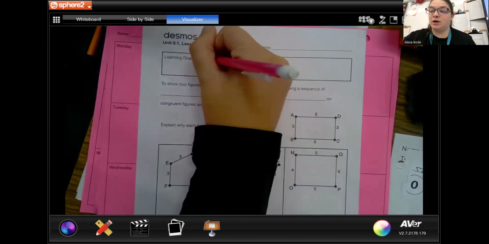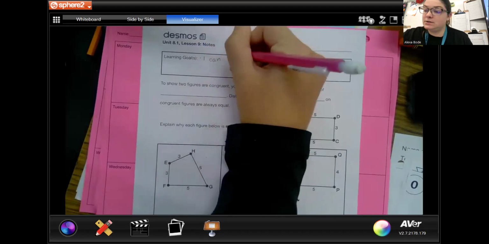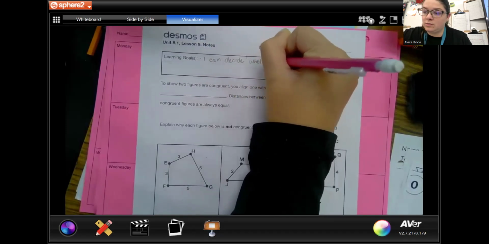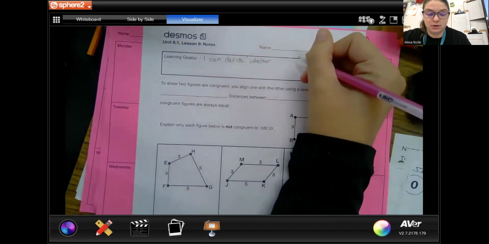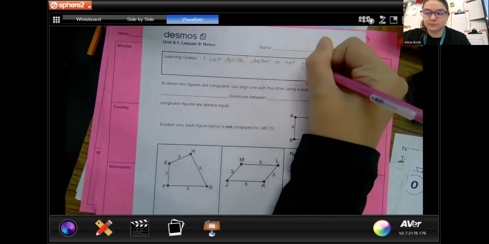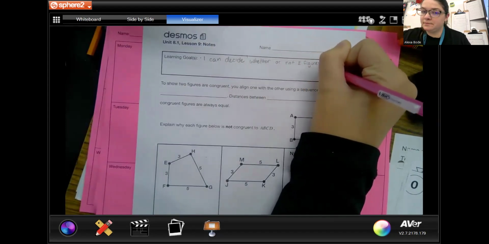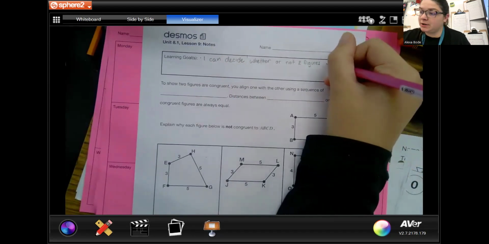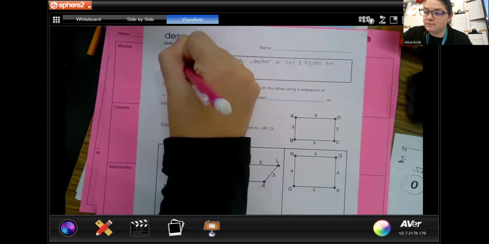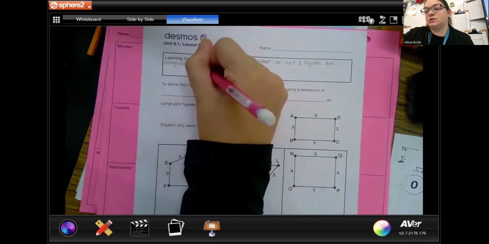So our learning goals for today, our first one, we've got 2. I can decide whether or not two figures are congruent using rigid transformations.